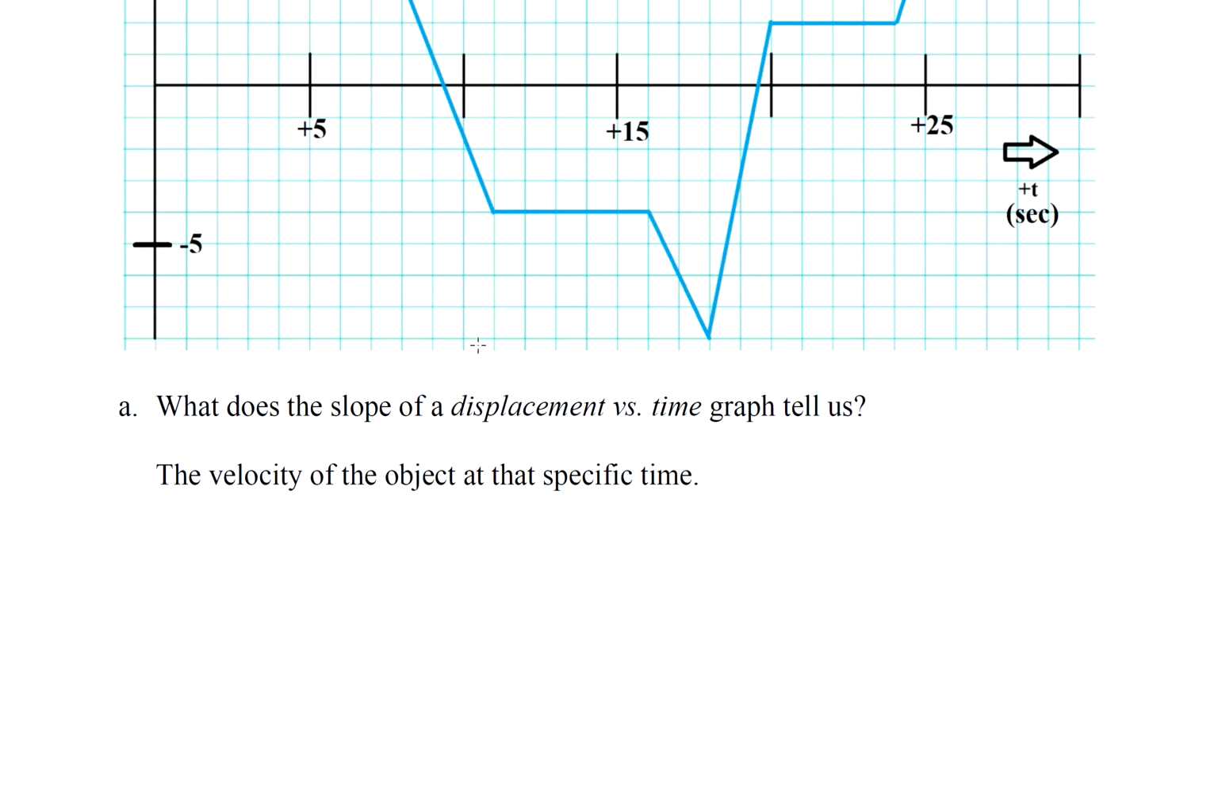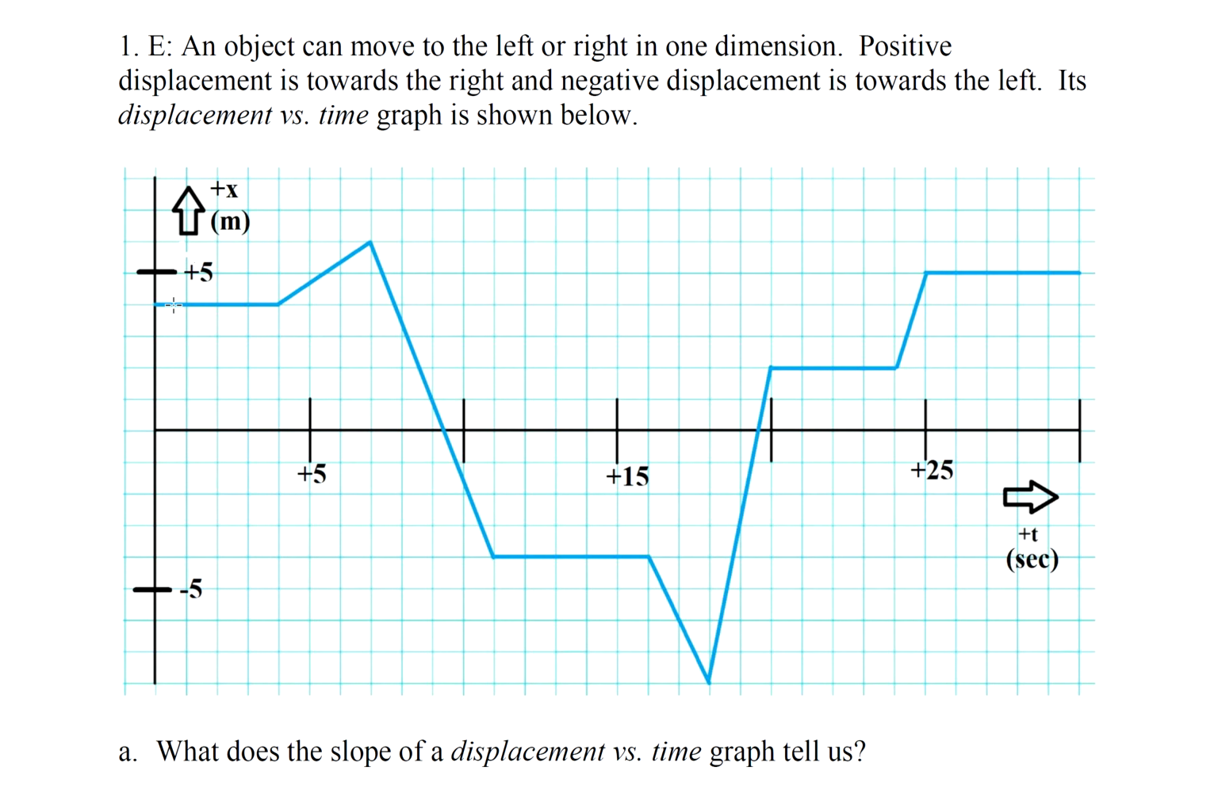Part A, what does the slope of a displacement versus time graph tell us? It tells us the velocity at that specific time. So in the beginning, the slope is 0, so the velocity is 0. Here on the second line, the slope is 2 over 3, so the velocity is 2 meters over 3 seconds.